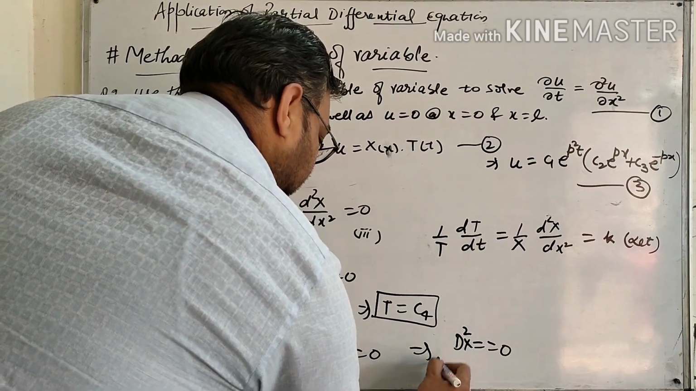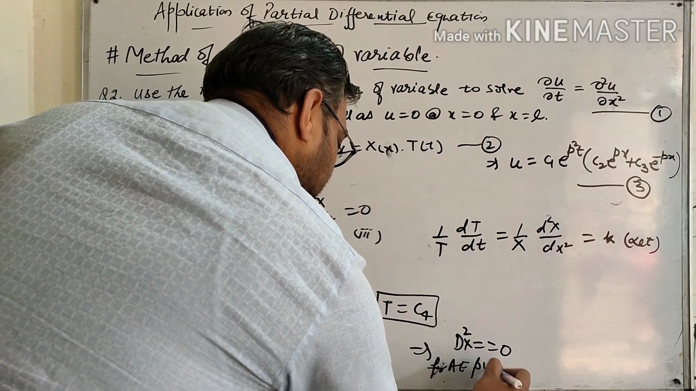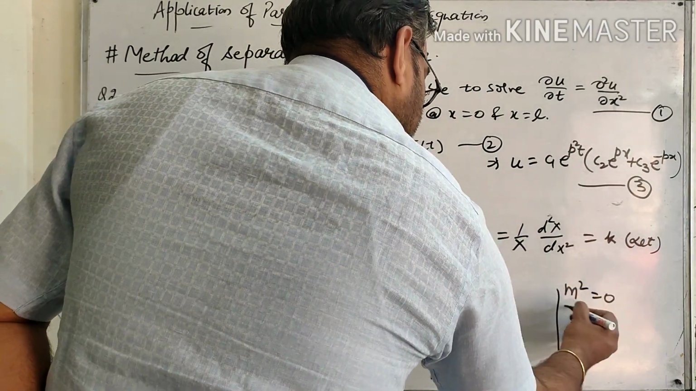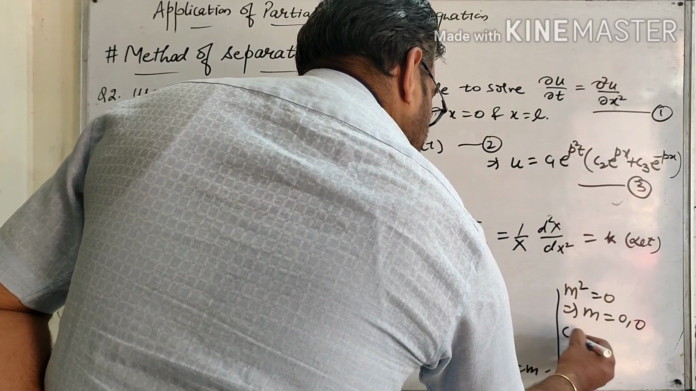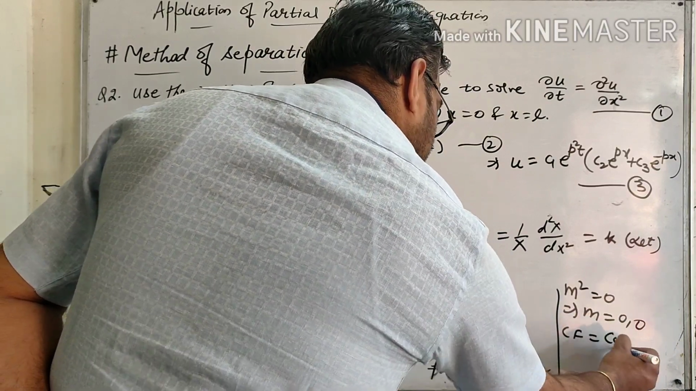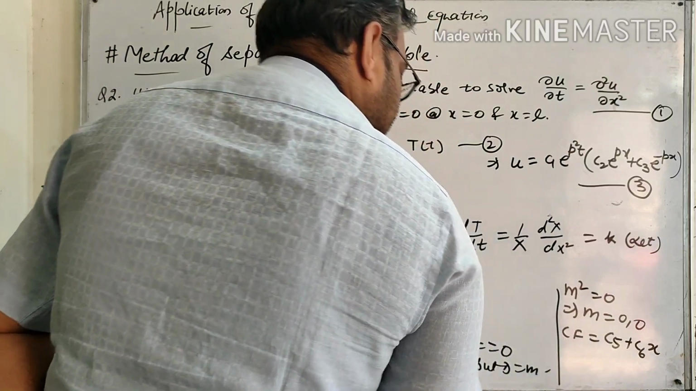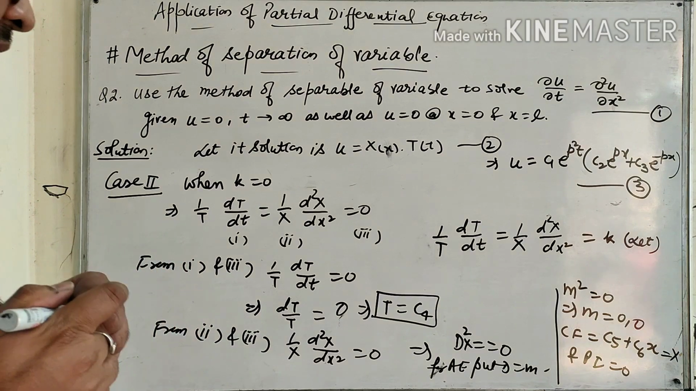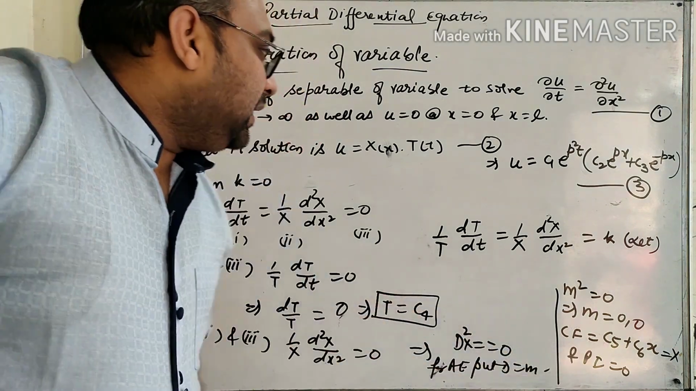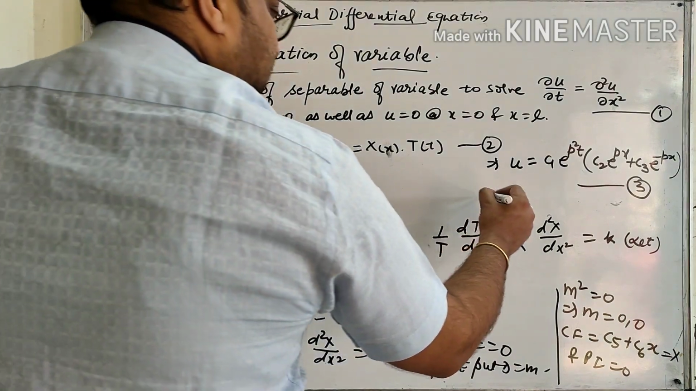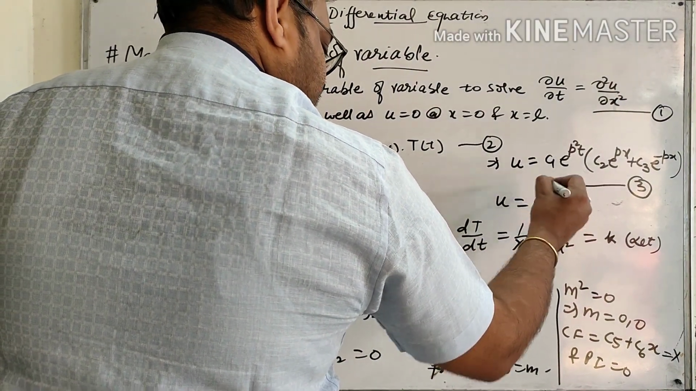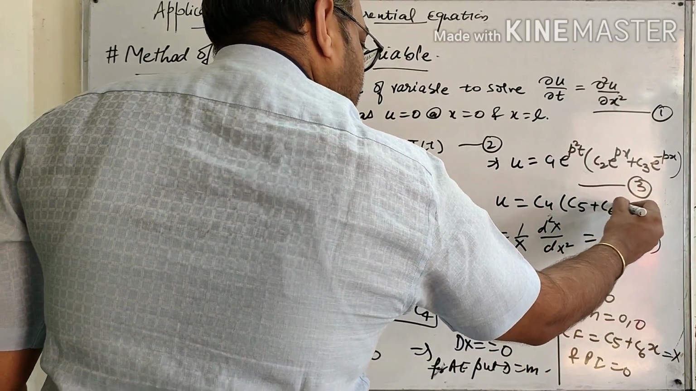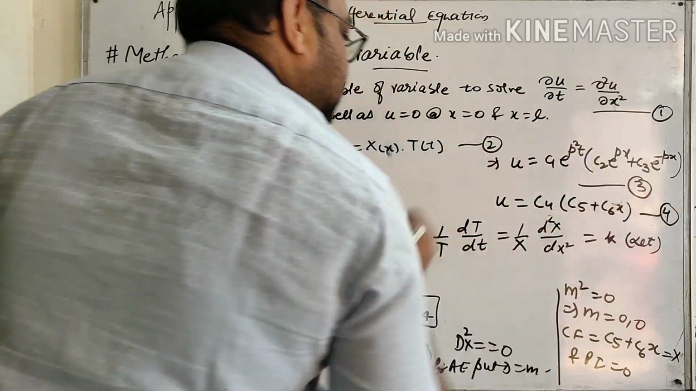So for auxiliary equation, put D equals m, then equate to 0 the bracket of LHS, that is m square is equals to 0 or m equals to 0, 0. So CF is equals to C5 plus C6x. Then PI is also equals to 0. On putting the value of T and X again in equation number 2, we get u equals to C4 into C5 plus C6x. Let it be equation number 4.